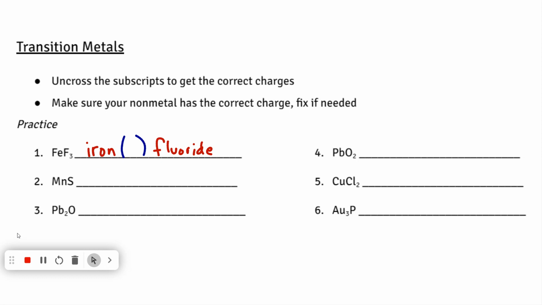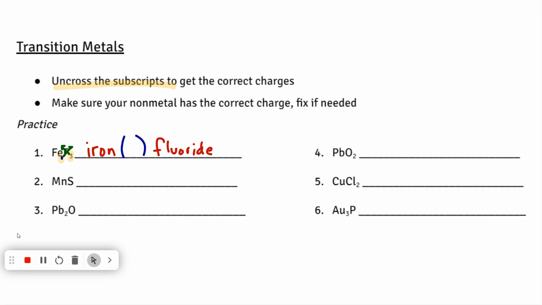We need to figure out what charge it has in this specific compound and put that in the middle. The way we figure that out is by looking at the formula. Like it says in our notes here, we're going to uncross our subscripts. These little numbers we've been putting down at the bottom when we were writing formulas. Remember, if we don't have a number, it's understood to be 1. That's the only number we don't write. We're going to uncross them.